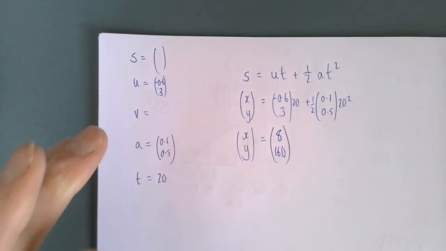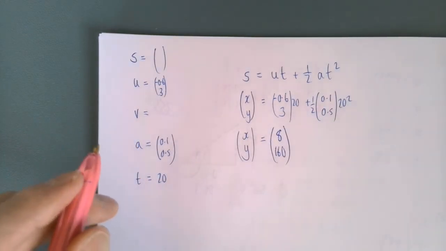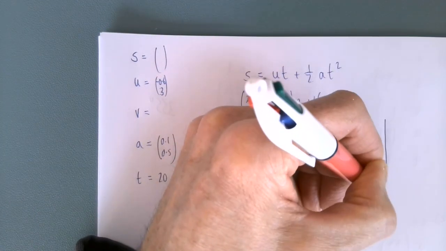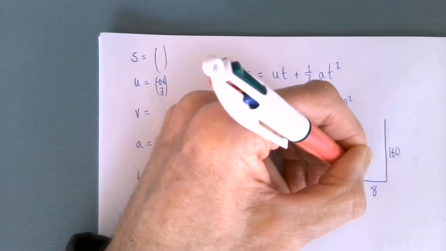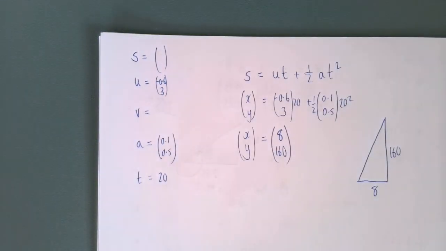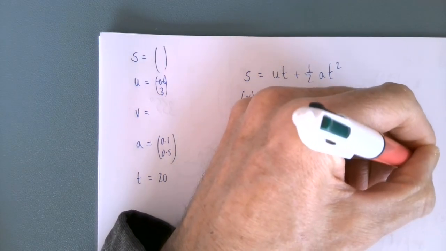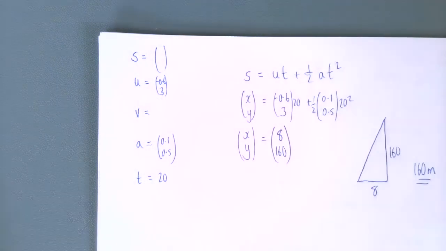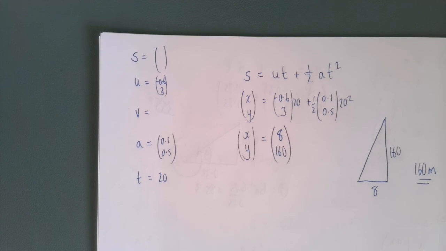So that means that in this time it has travelled 8 along and 160 up. So the distance that it's travelled, just a simple little bit of Pythag. So it's 8 squared plus 160 squared, square rooted, and that gives me 160.199, 160 metres.